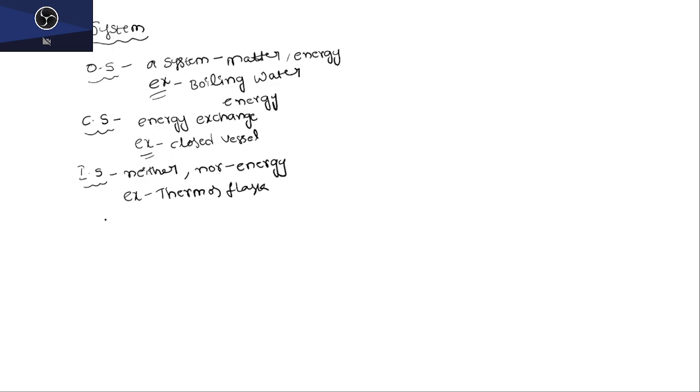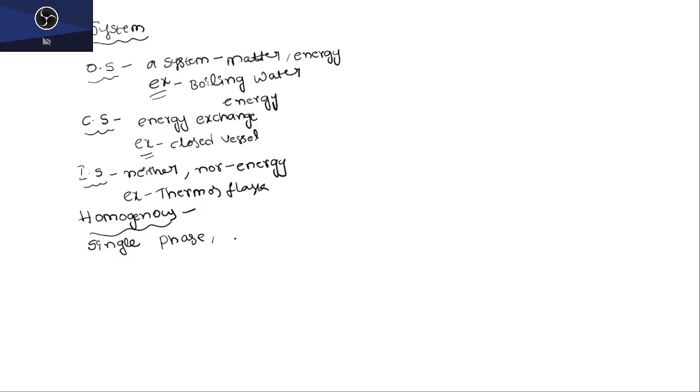After that, if you take a homogeneous system, what is a homogeneous system? A homogeneous system is very special. It is made up of a single phase only. Example, a pure single solid, liquid or gas, a mixture of gases, and a true solution. So in a homogeneous mixture, a single type of material will be present. It is a single phase system.